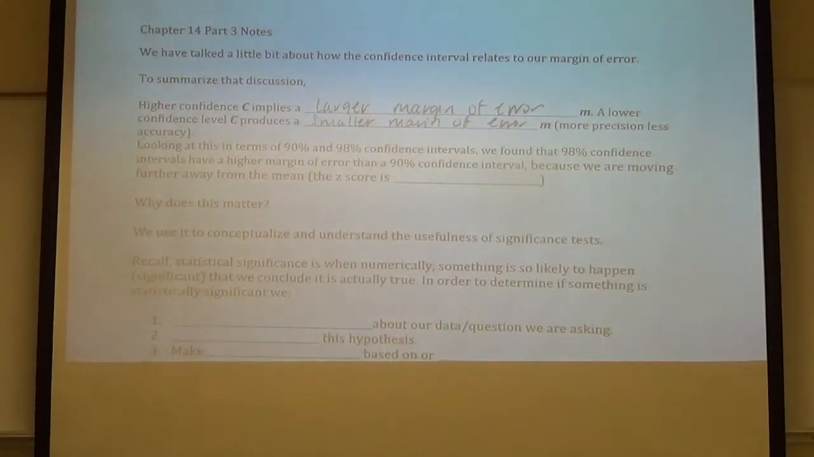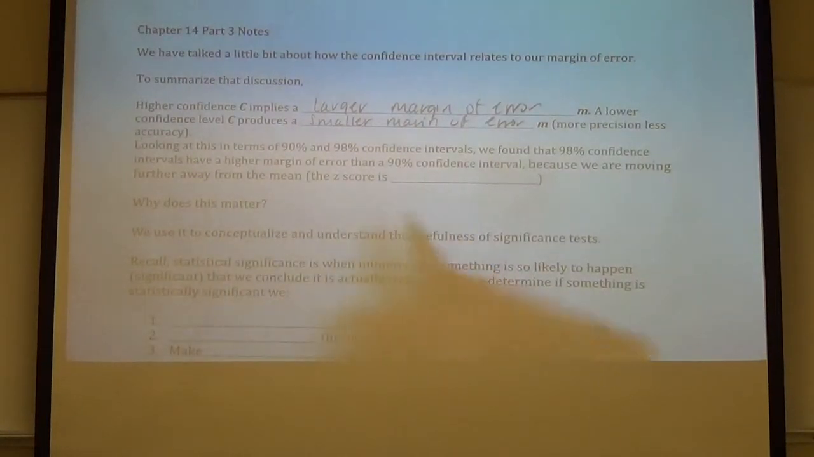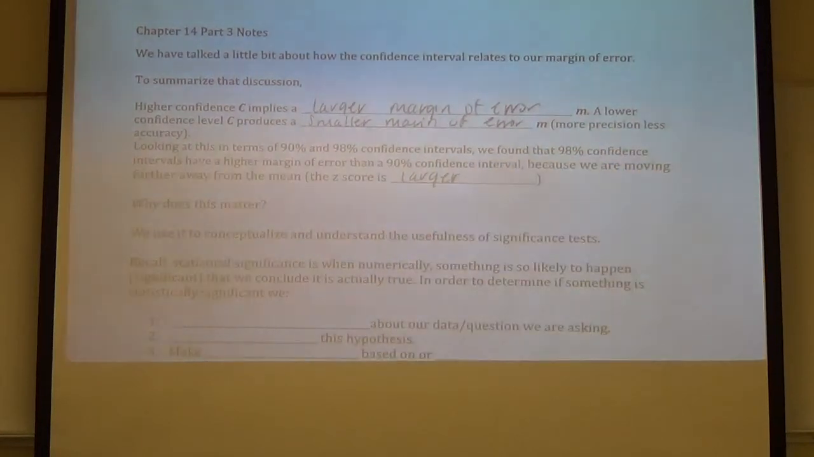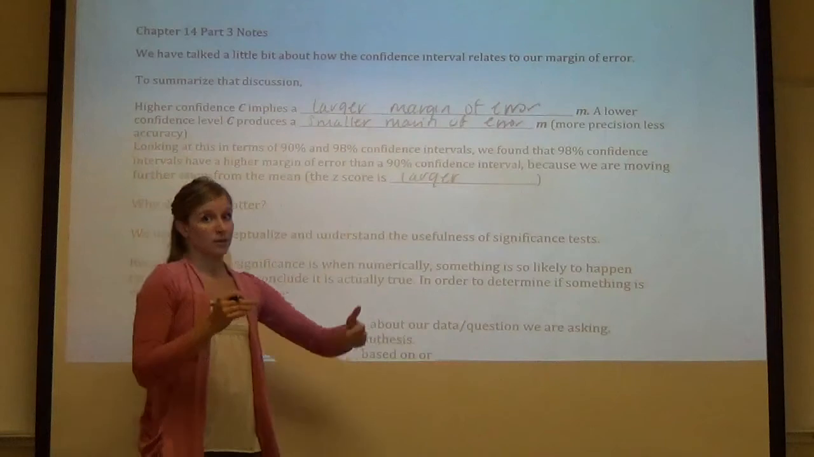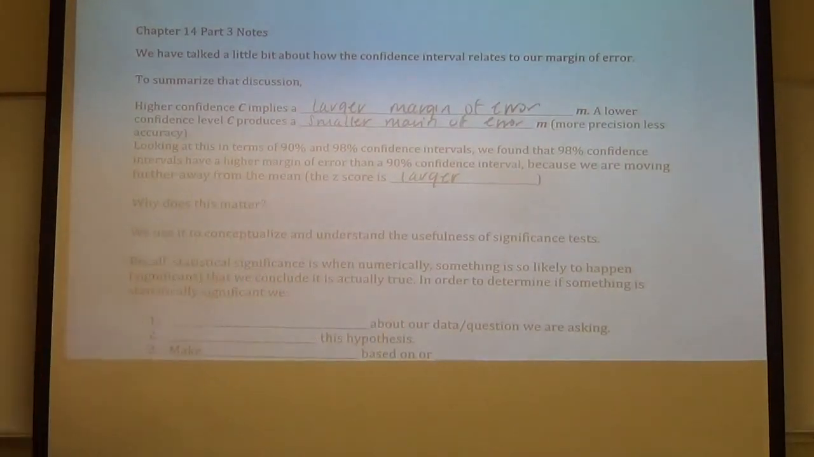Okay, and this is because we are moving further away from the mean. So if we're moving further away from the mean, we know that the z-score is going to be larger. Right? Z-score represents the number of standard deviations. When we move out further away from the mean, we know our number of standard deviations is larger, therefore our z-score is going to be larger as well.